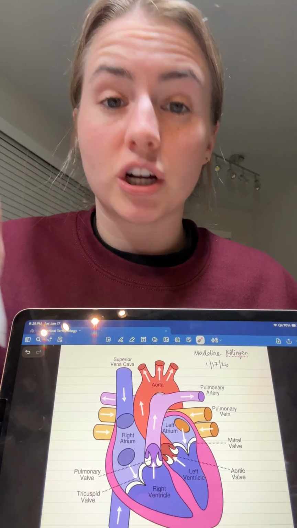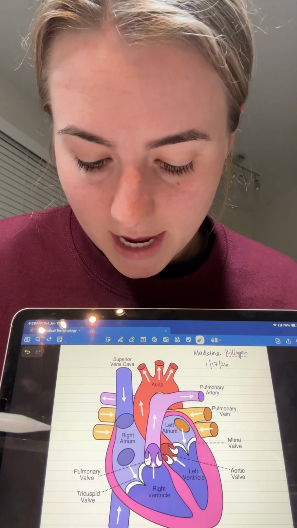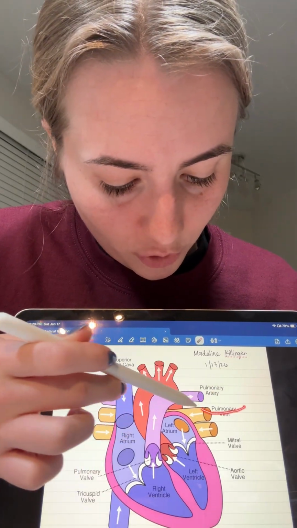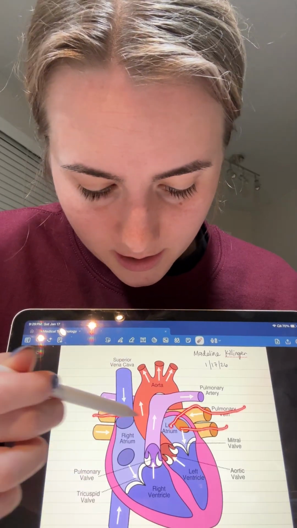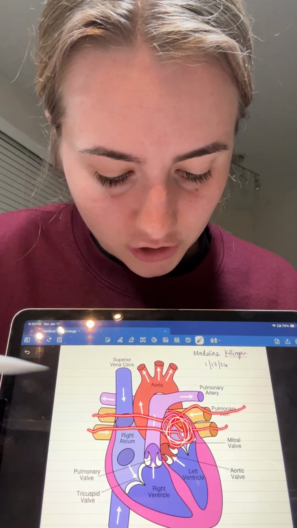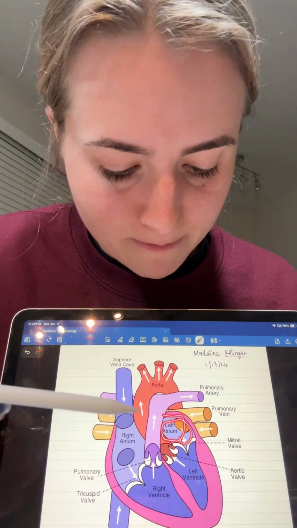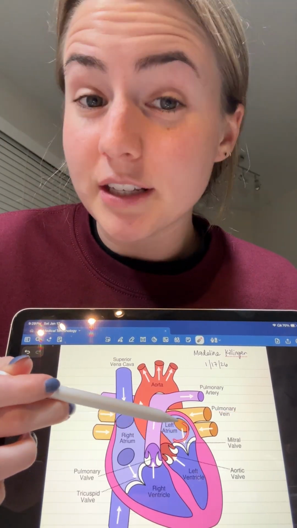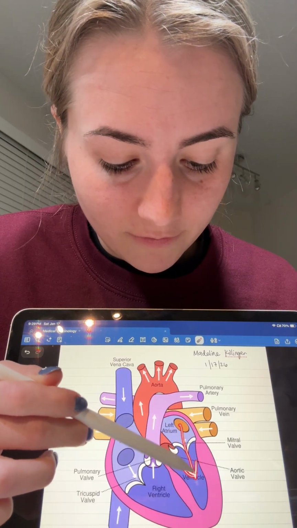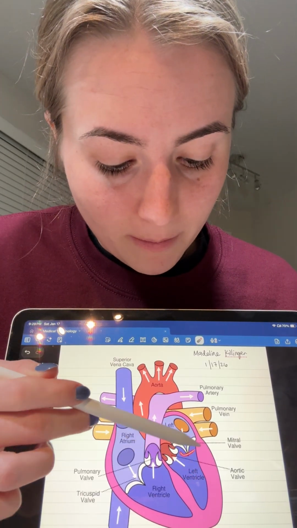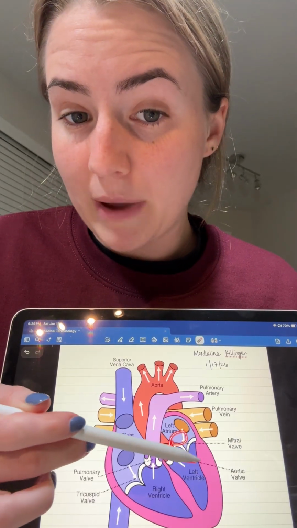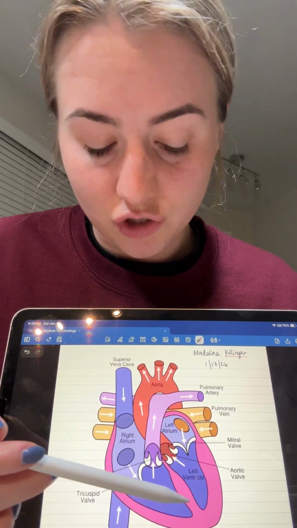So then it gets oxygenated in the lung, and then it comes back to the heart through the pulmonary veins, as you can see right here, into the left atrium. So now it is oxygenated blood, and it's going to go down into the left ventricle through the mitral valve here. Again, the valve prevents backflow during contraction.